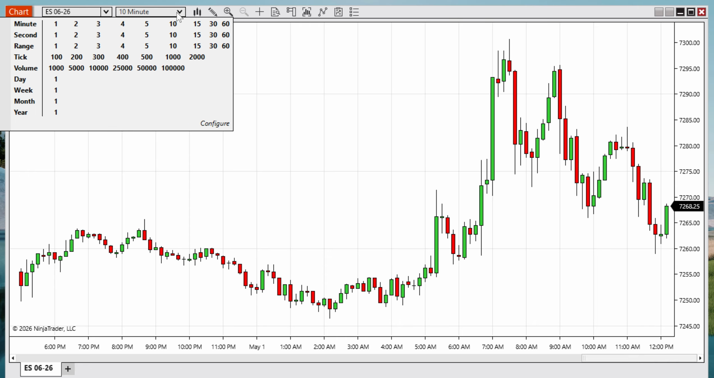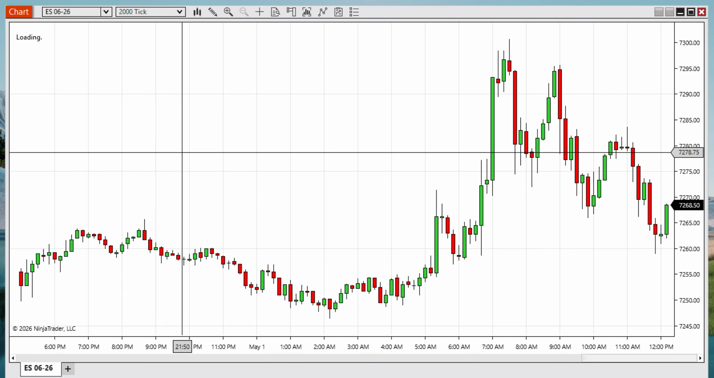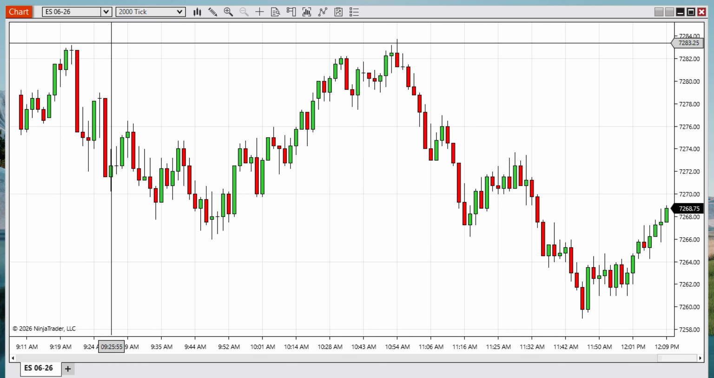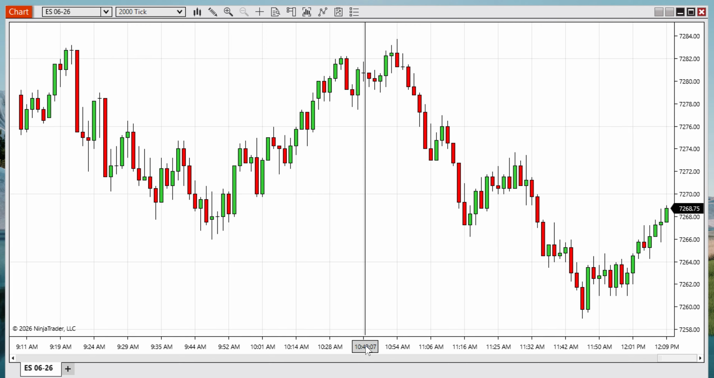So this is the timeline. You can change the time frames, and you can change it to ticks also. There is something called ticks, so let's do 2000 ticks. This is also a popular number people go by. If you see the ticks movement, it's not very periodic.